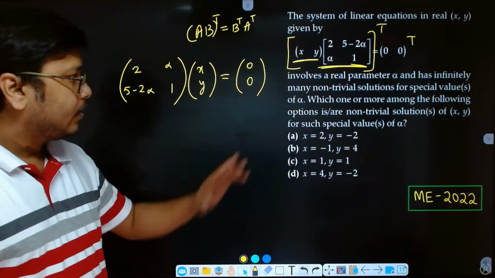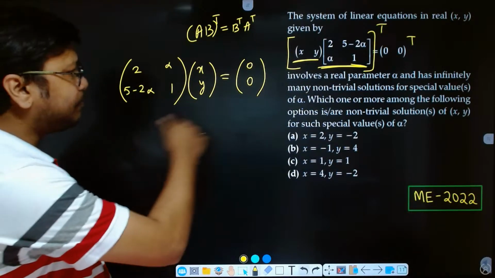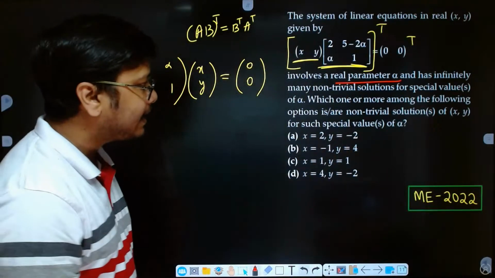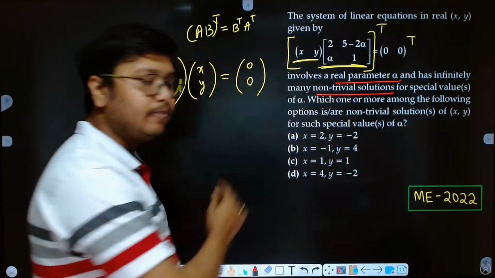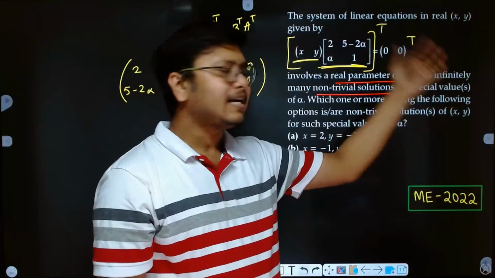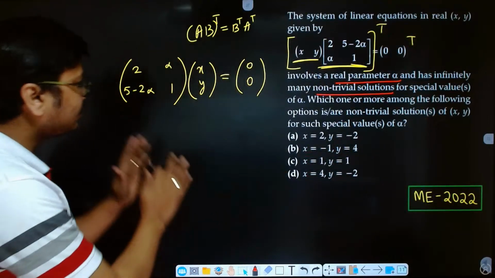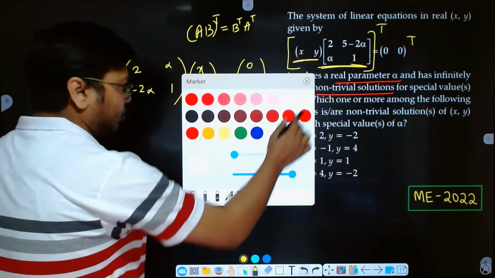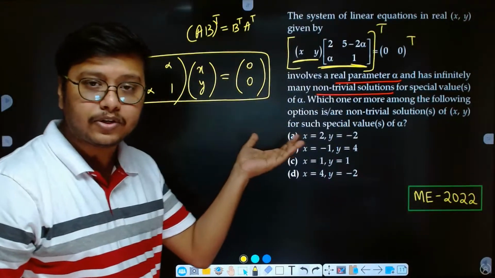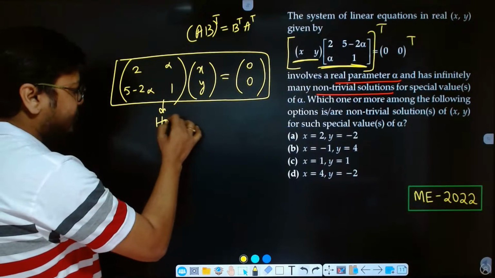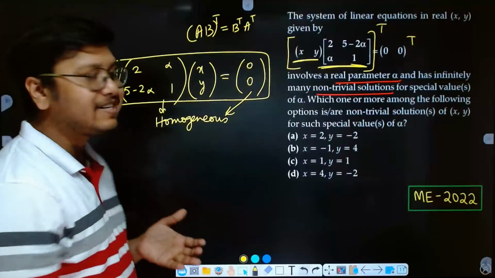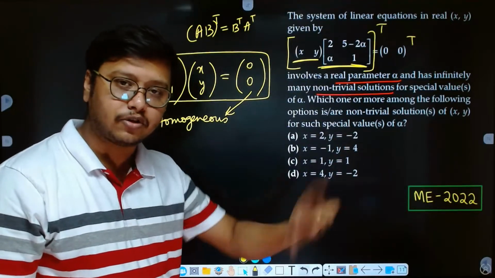Now it's asking that the system involves a real parameter alpha and has infinitely many non-trivial solutions. Now I told you before, non-trivial means the ones which are non-zero. So forget about non-trivial. It's saying it has infinite solution. So let's directly go into the criteria for infinite solution. One more thing, you can see this is a homogeneous system of equation, right? This is a homogeneous system of equation because you have the constants as 0. So this is the easier case, not the difficult one.